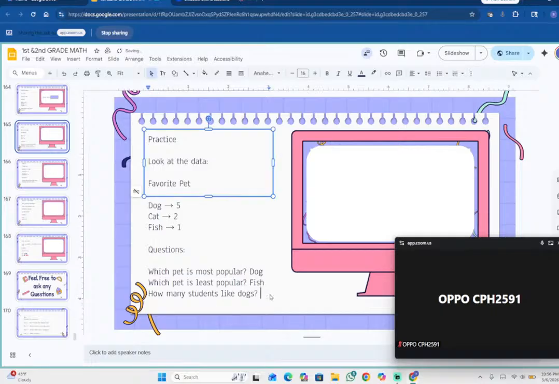How many students like dogs? So if we count up the votes, we get 5, and that means 5 people voted for it. So 5 students, or just 5 people.